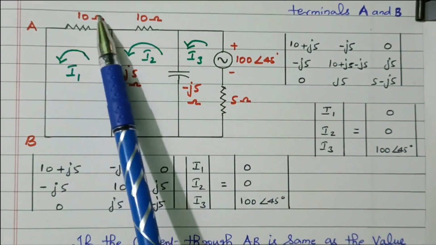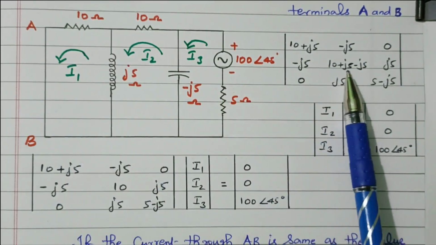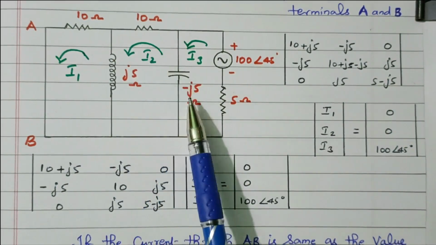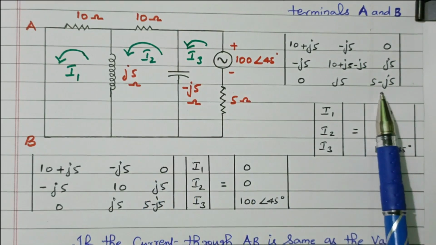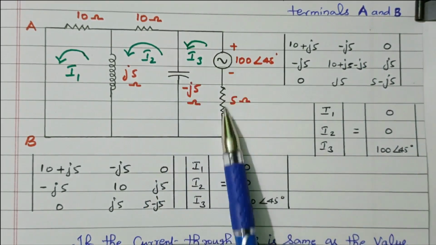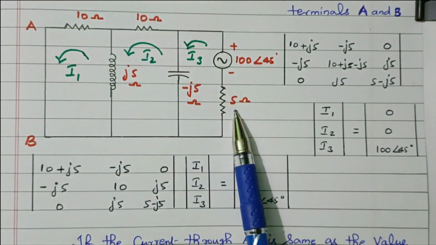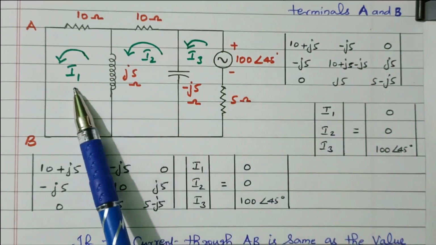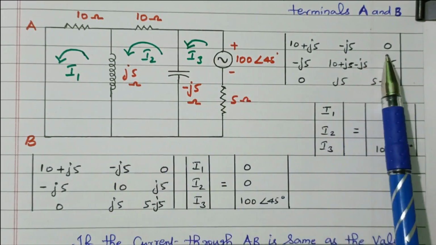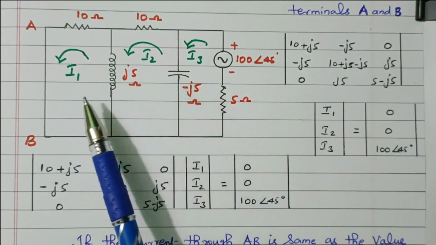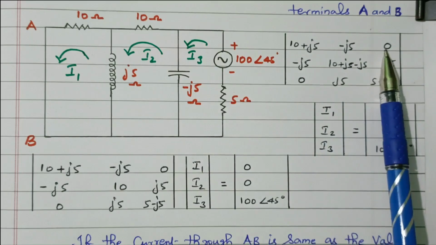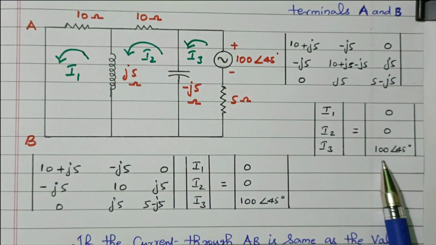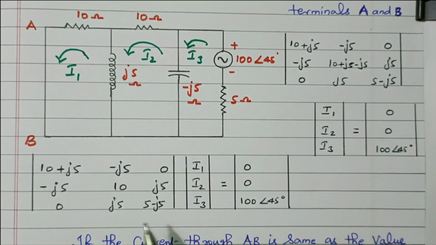R11 means the total resistance in loop 1. R22, the total resistance in the second loop, J5 plus J5 minus J5. This is R33, the total resistance in the third loop, minus J5 plus 5, that is 5 minus J5. This is R12, the resistance available between loops 1 and 2. This is R13, the resistance available between loops 1 and 3. There is no connection, so it is 0. It is similar to what we calculated earlier. Only the voltage matrix is different, with the voltage in the third loop.